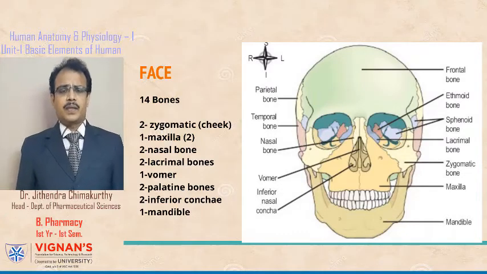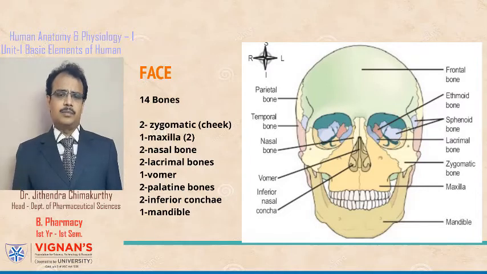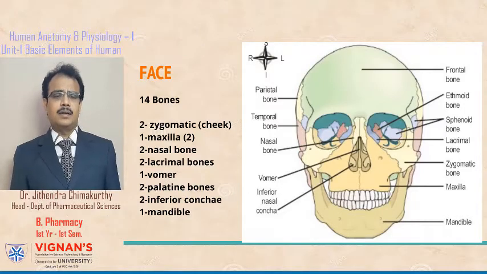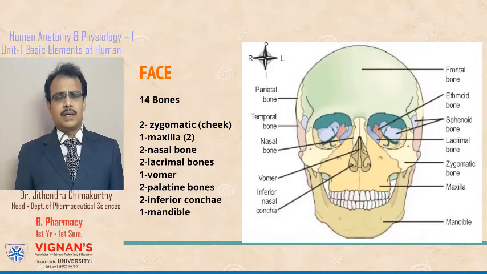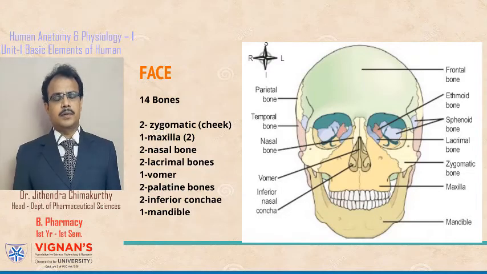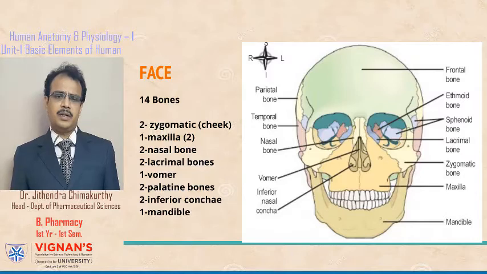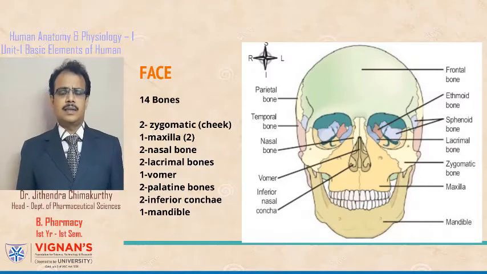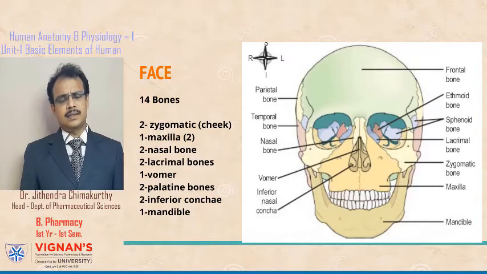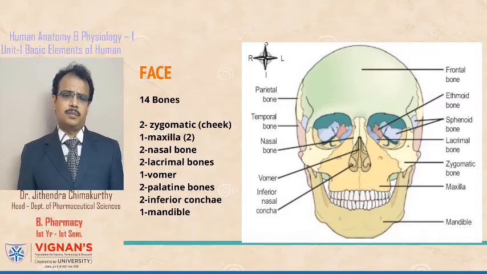They are two zygomatic bones, one maxilla, one mandible, two lacrimal bones, two palatine bones, two nasal bones, one vomer, and two inferior concha. These are the 13 facial bones.